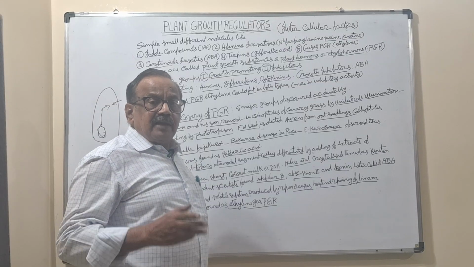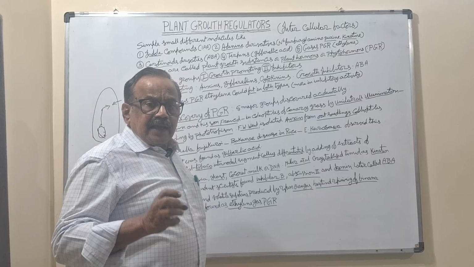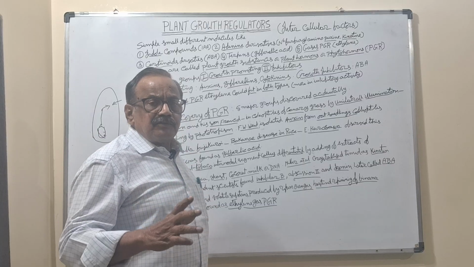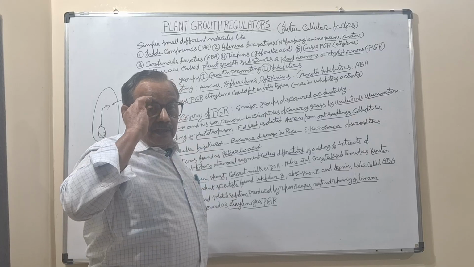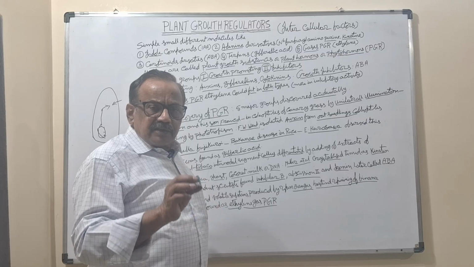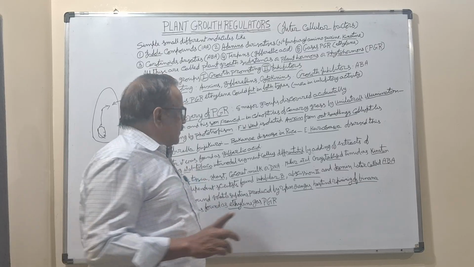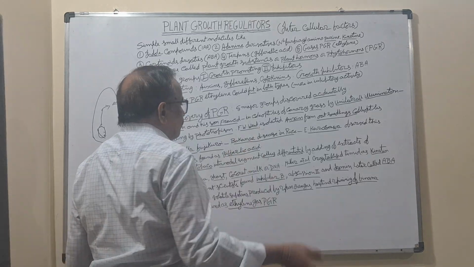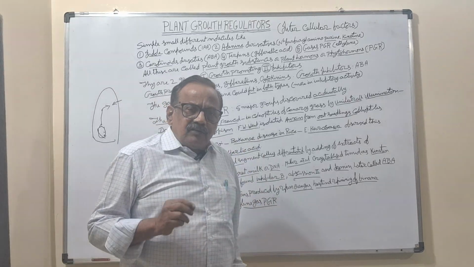Gibberella fujikuroi, a fungus, is secreting something that causes this disease, foolish seedling formation. The seedlings elongate very highly and will die later on. So we used to call it Bakanae disease.